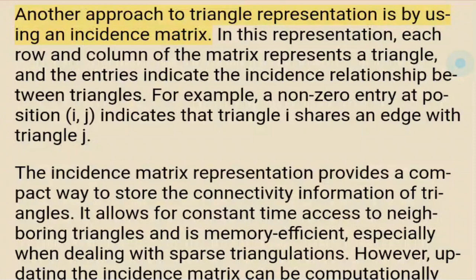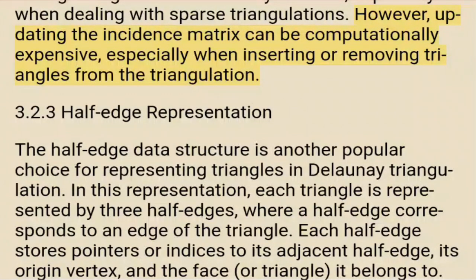Another approach to triangle representation is by using an incidence matrix. In this representation, each row and column of the matrix represents a triangle, and the entries indicate the incidence relationship between triangles. For example, a non-zero entry at position (i, j) indicates that triangle i shares an edge with triangle j. The incidence matrix representation provides a compact way to store the connectivity information of triangles. It allows for constant time access to neighboring triangles and is memory efficient, especially when dealing with sparse triangulations. However, updating the incidence matrix can be computationally expensive, especially when inserting or removing triangles from the triangulation.